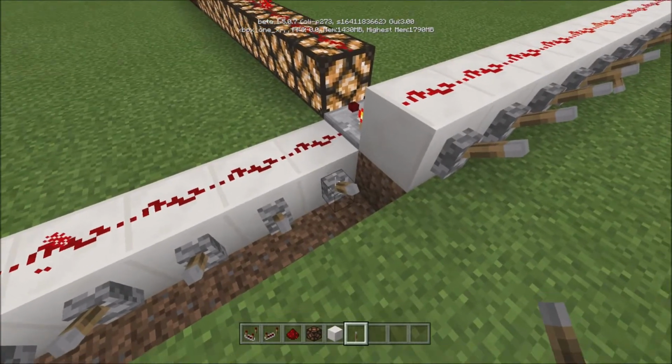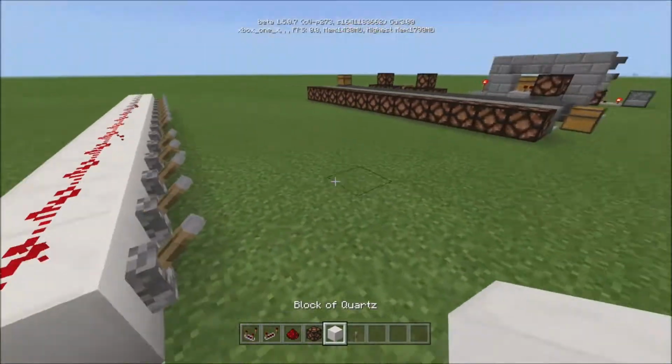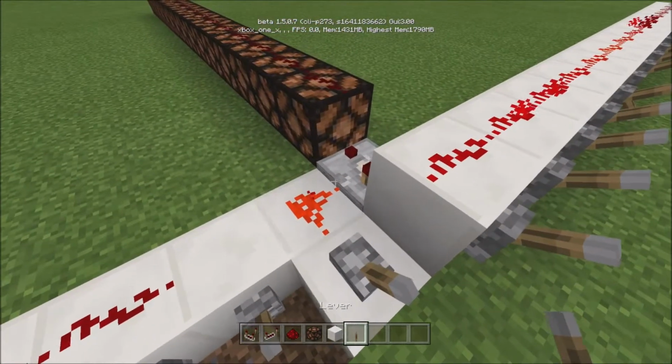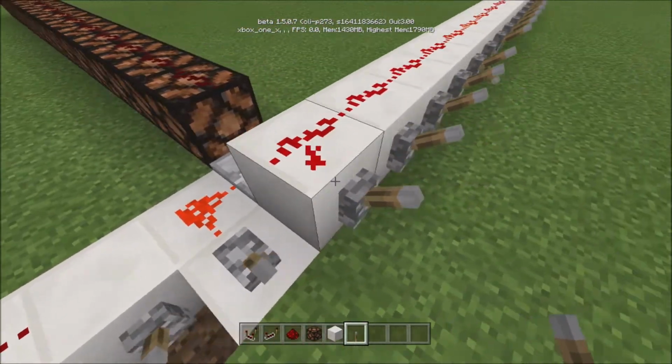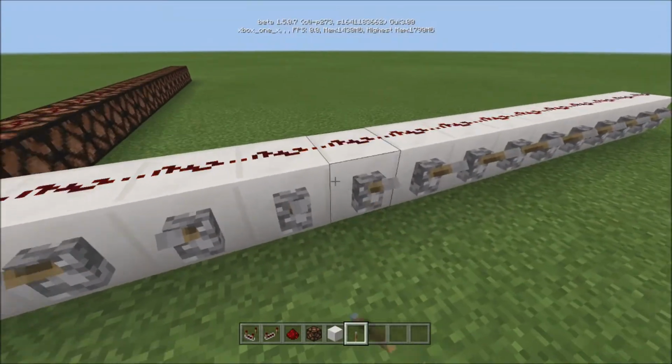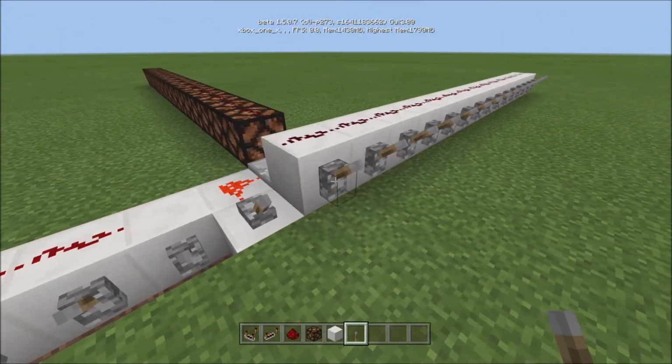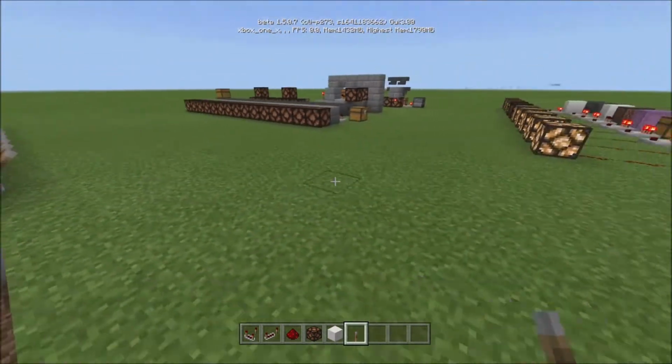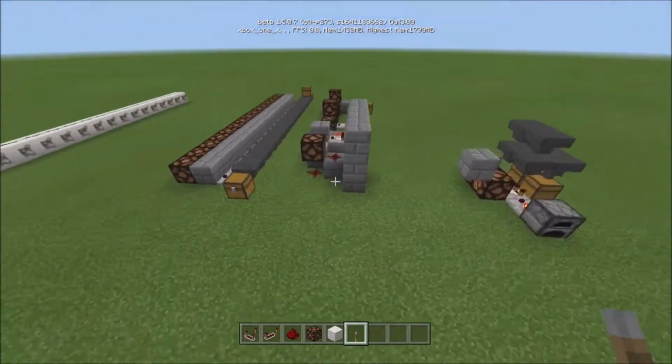So if we have this right here, let's break that for a second, which I'm going to demonstrate over there anyway. But let's say we have it on a full, right? It's a full 15. The only time the lights are going to turn on is when this becomes a full. So I'll go to that and let's just do that demonstration right now.